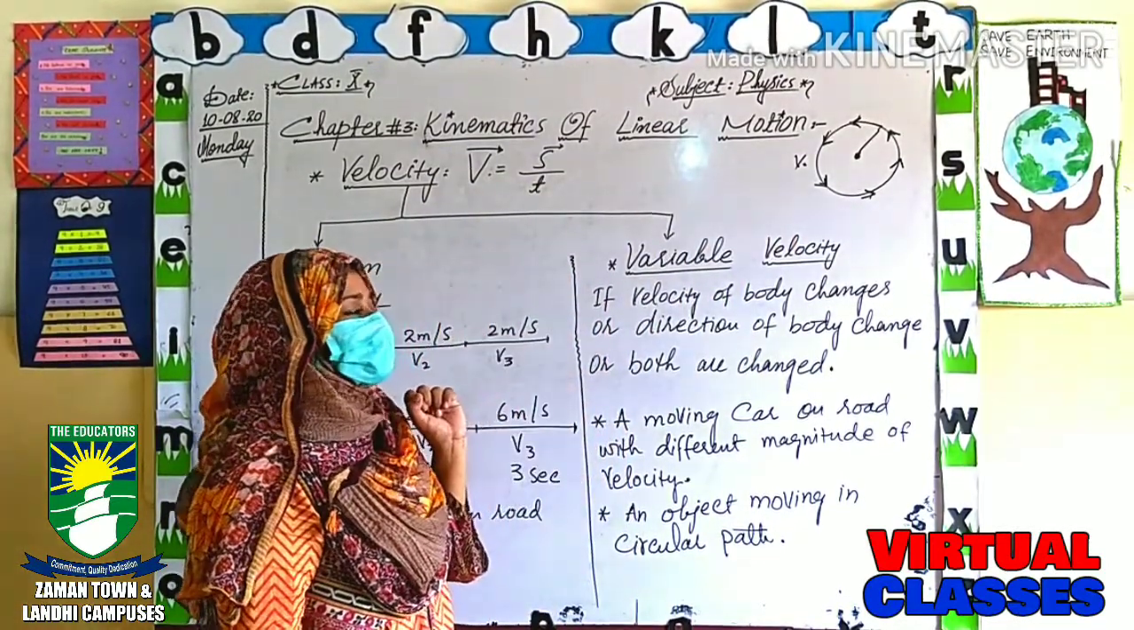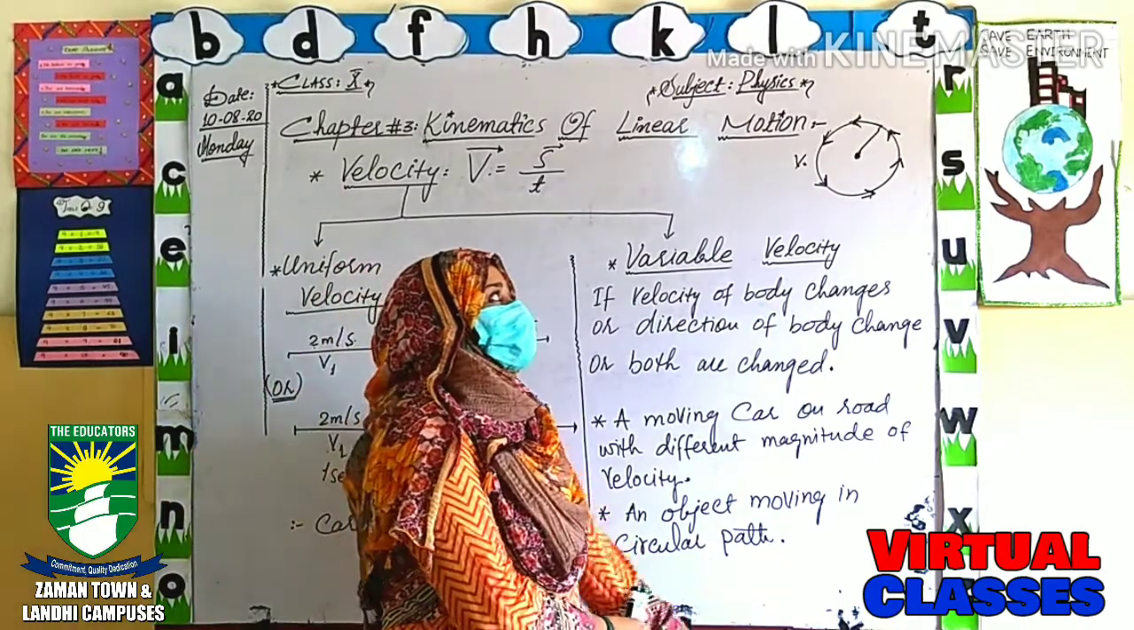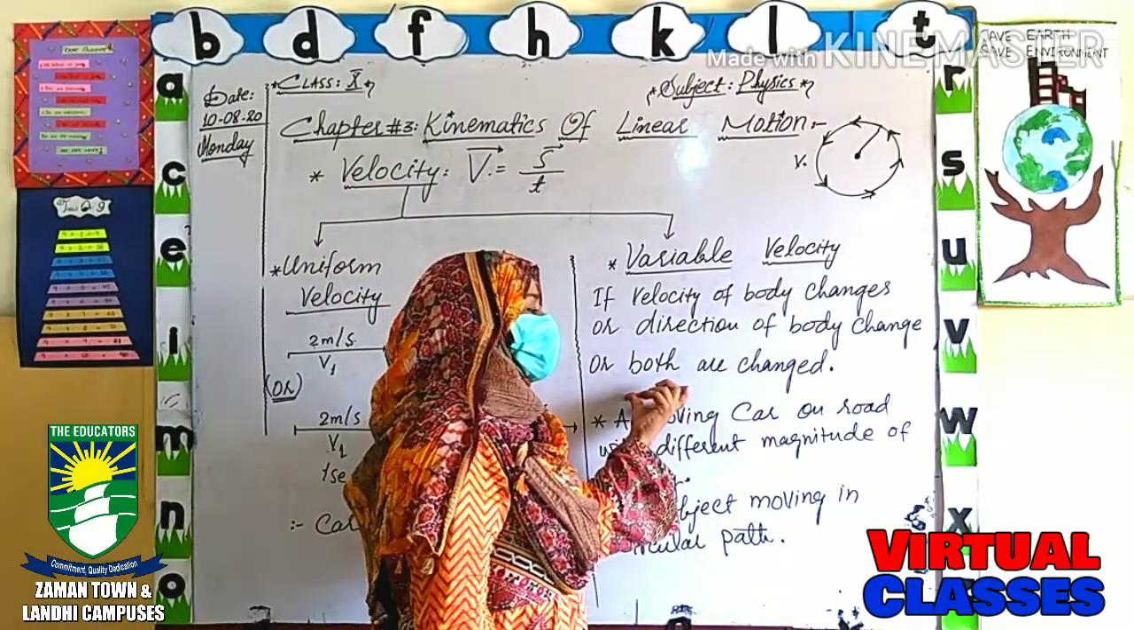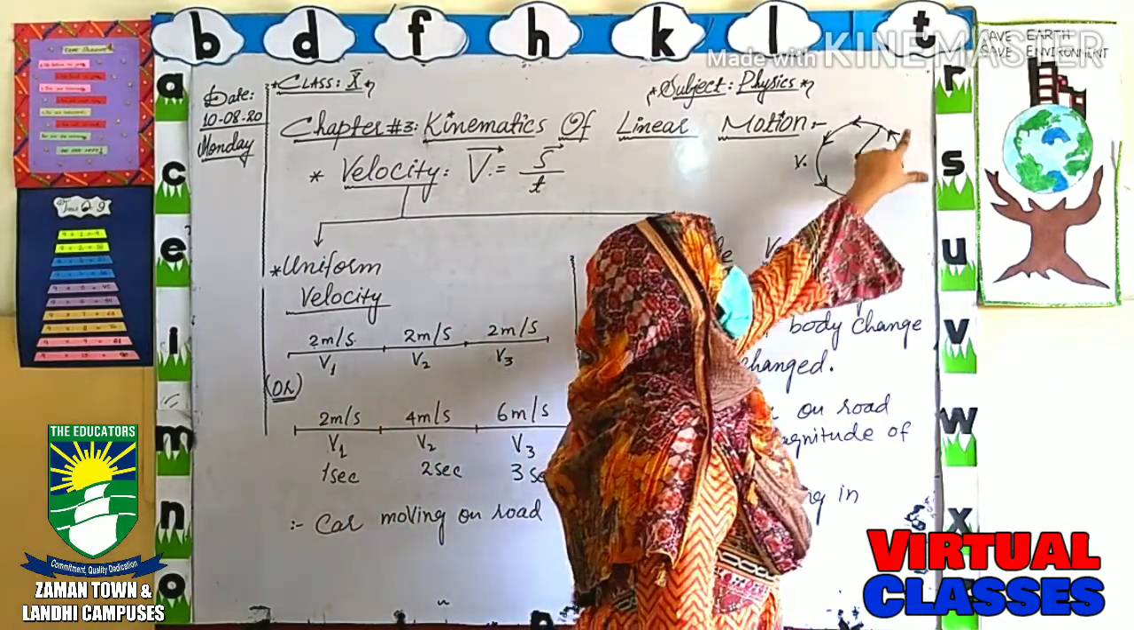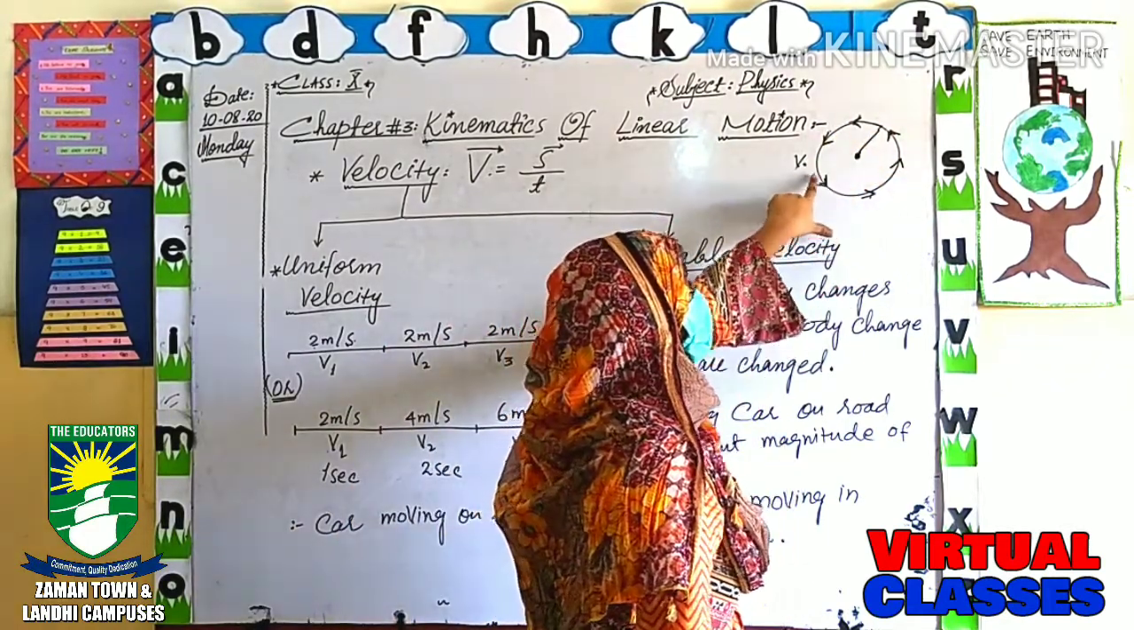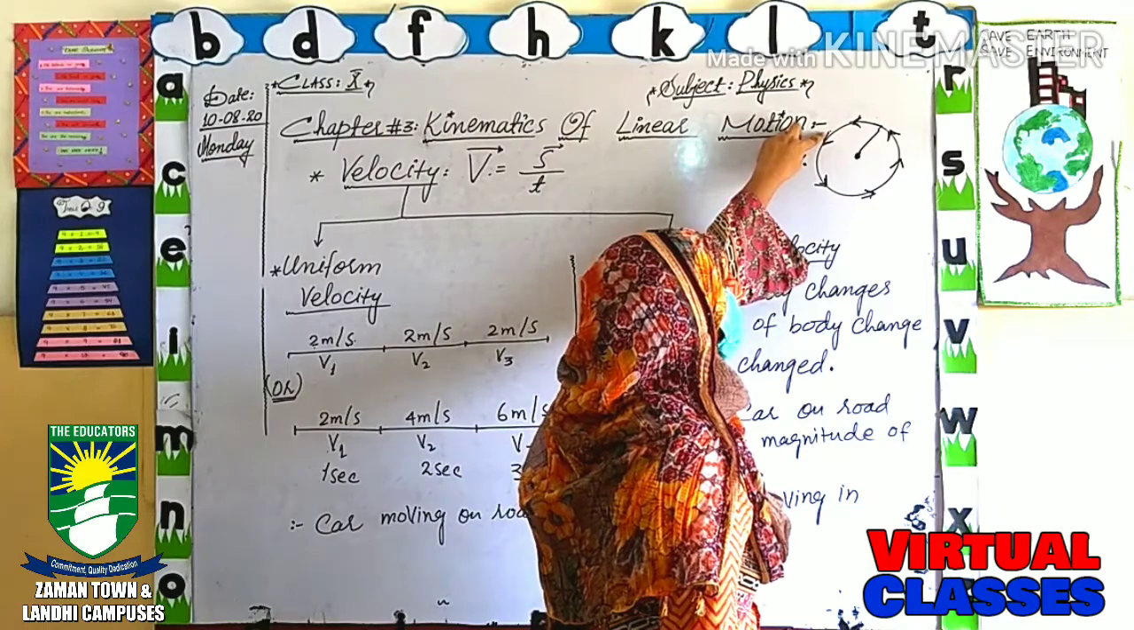Why is it considered variable velocity? Because for a moving object in the circular path, the speed will remain the same, but at every point in the circular path, the direction is changing.